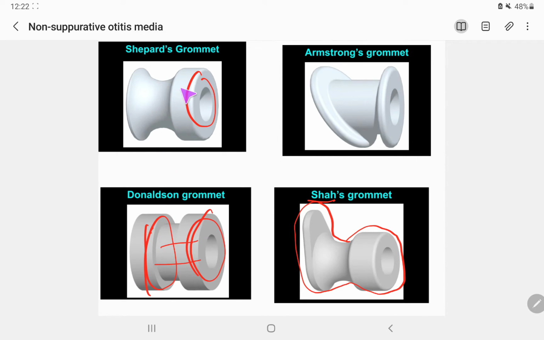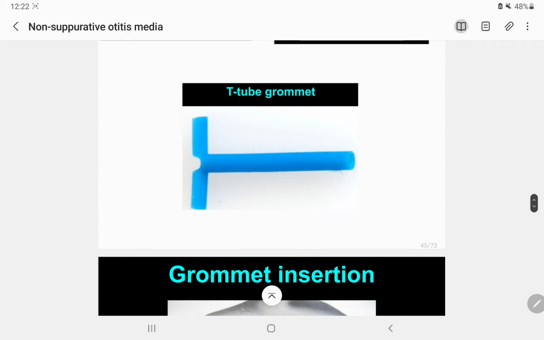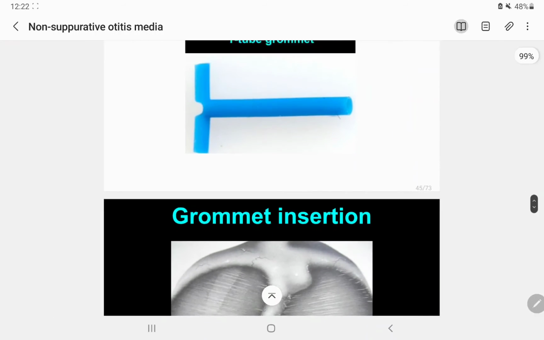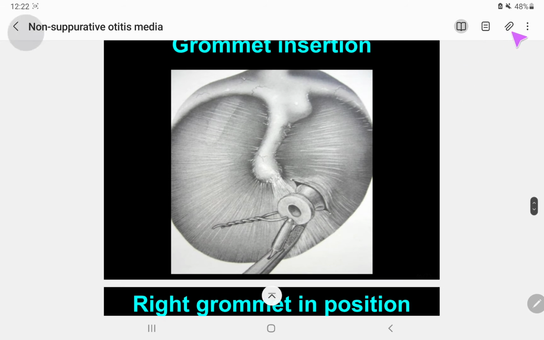Okay, not on both sides, but only one place. And then we have Armstrong, so this is a little bit curved, and then the donut again. So Shepherd, Armstrong, Donaldson, and then Shah's grommet. And then there is also another type, known as the T-tube grommet. All right, so what is done? Grommet is inserted into the tympanic membrane, that acts as a medium to equalize the pressure in both of the cavities, in the cleft, right?